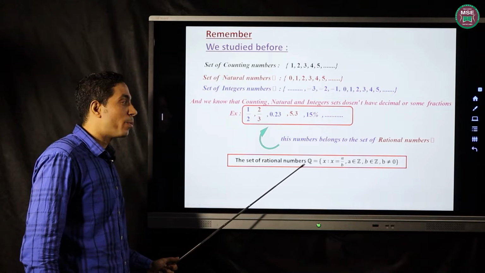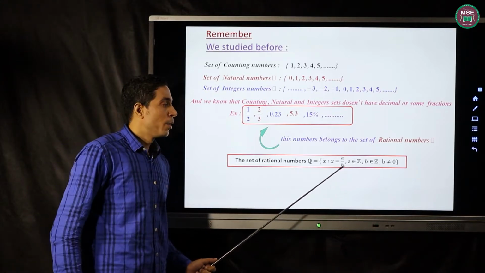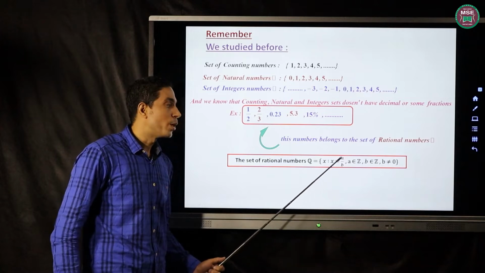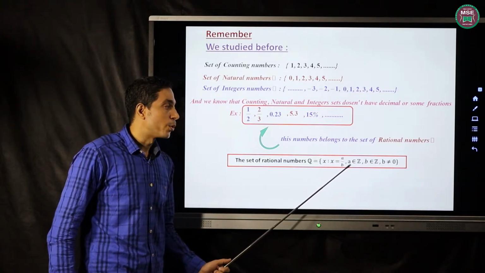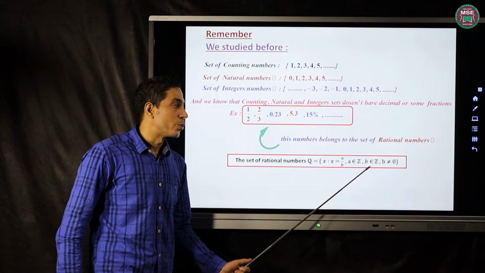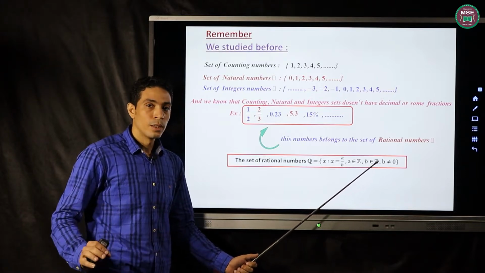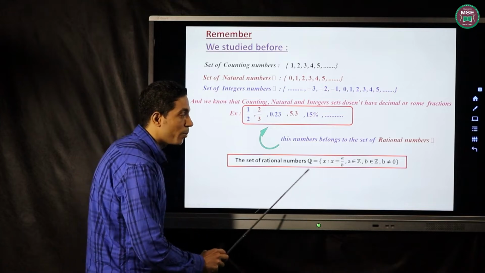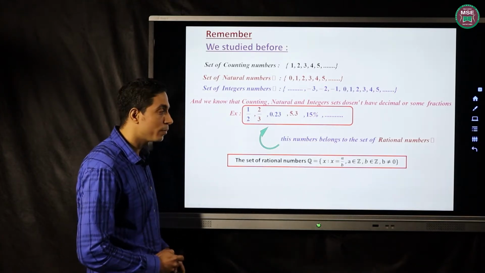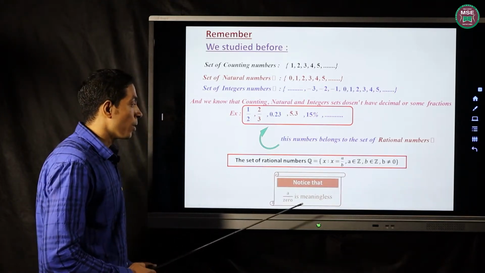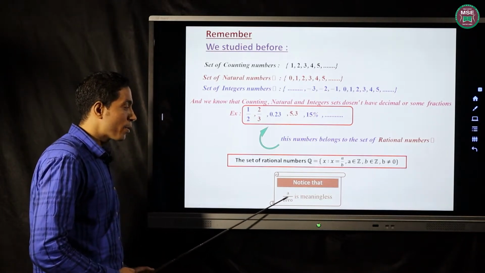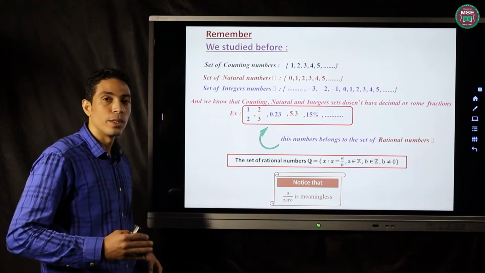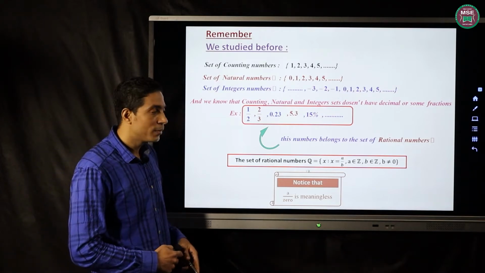The set of the rational numbers, its symbol is Q. It is the set of x, where x is any number that can be written in the form of a over b, where a belongs to Z and also b belongs to Z and must be not equal 0. Any number that can be written in the form of a fraction will be a rational number. Note that any number over 0 is meaningless. We can't divide a number by 0.